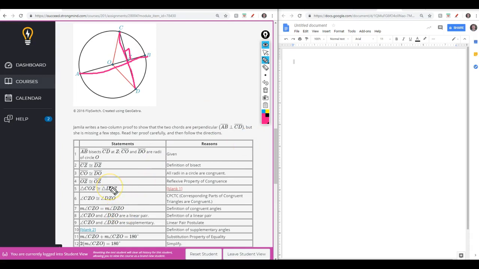So now we are seeing that blank 1 is a reason following the statement that triangle COZ is congruent to triangle DOZ. That doesn't really give me a lot to go off of, so this is what I'm going to do. I'm going to go over the previous statements back up to the given section.